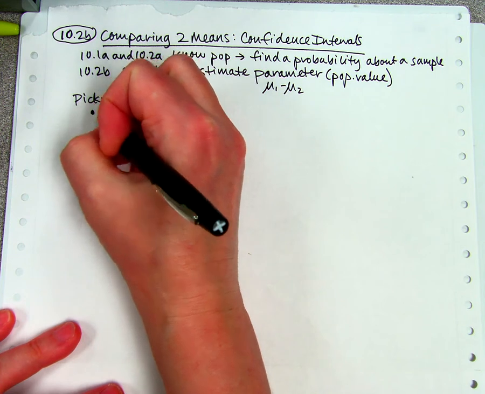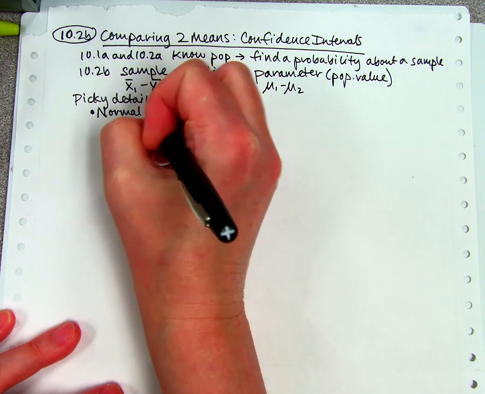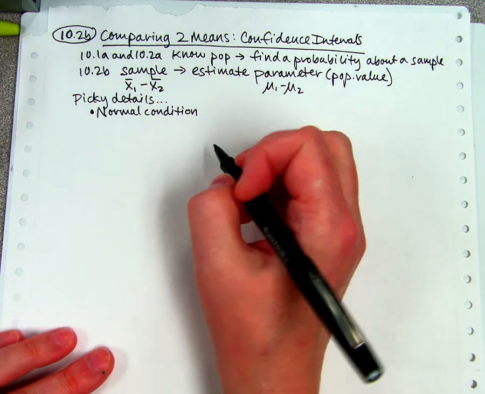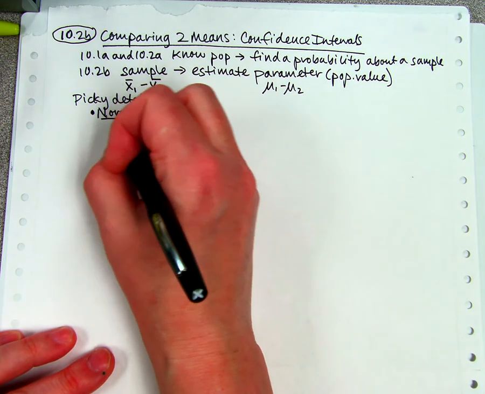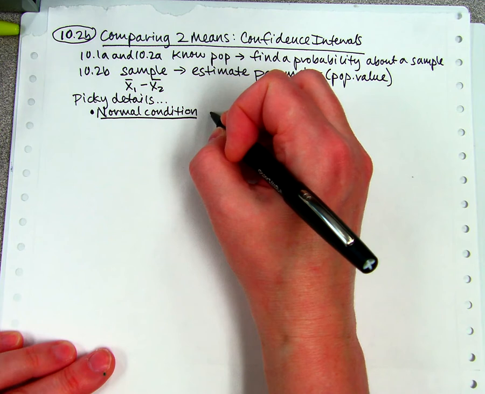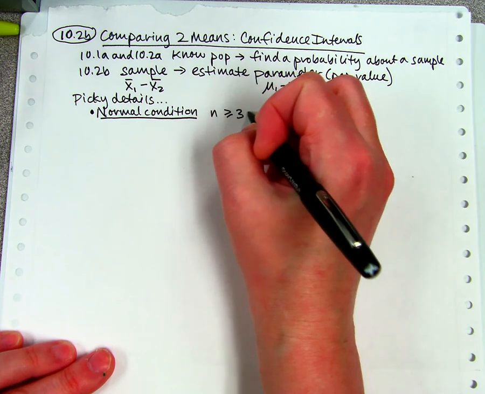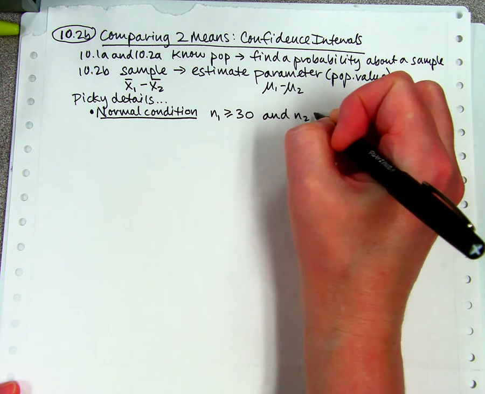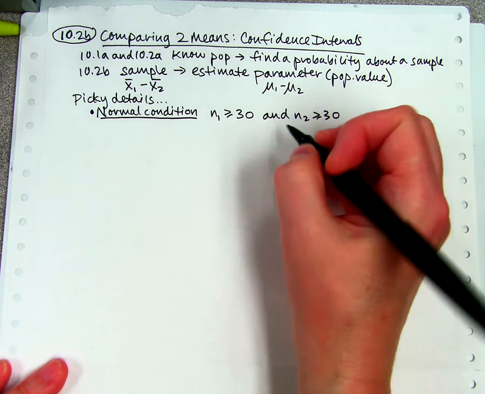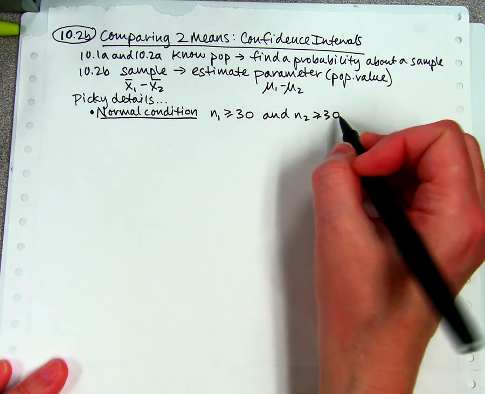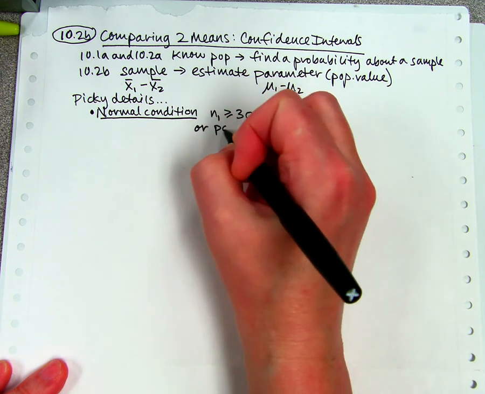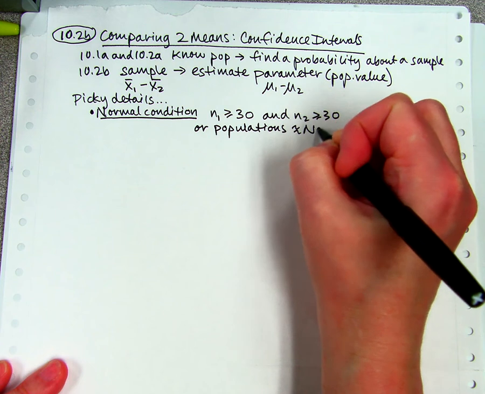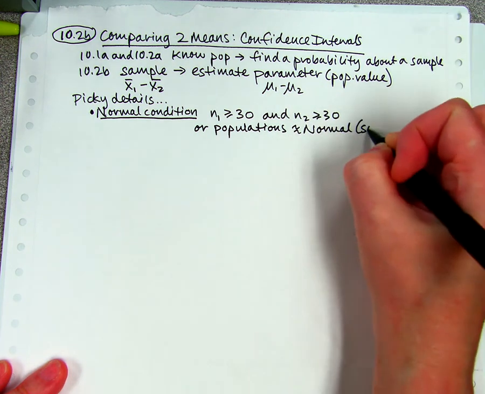So the normal condition changes a bit. And this part shouldn't surprise you. We've seen this change before when we went from one proportion to one mean. Now we're switching from two proportions to two means, and so we're going to go with n has to be bigger than 30. But remember, there's two n's. There's an n1 and there's an n2. And this could be that we have big samples like this, or it could be that the populations are normal. Sometimes that's given to you.